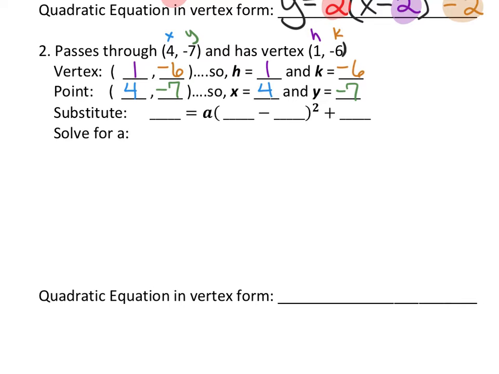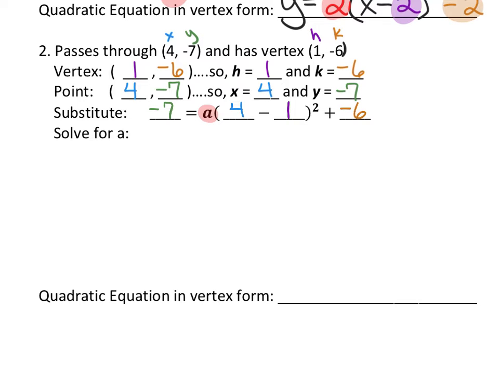What goes in this first blank right here? What letter? Y, which is the number? -7. So we're going to put a -7 there. And then we have A, which we don't know yet, so we leave it as A. What's the next letter in the formula? X. So what number am I putting there? 4. What's the next letter in the formula? H. So what number am I putting there? 1. And then the last but not least, -6. Amazing. I've plugged all these things in where they go from the vertex form formula.